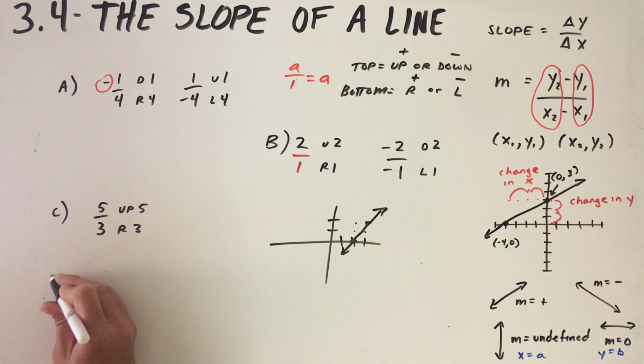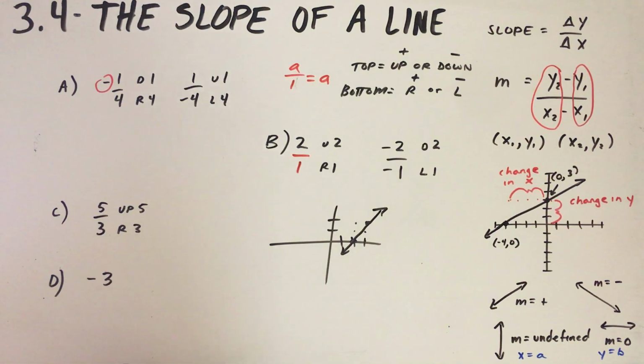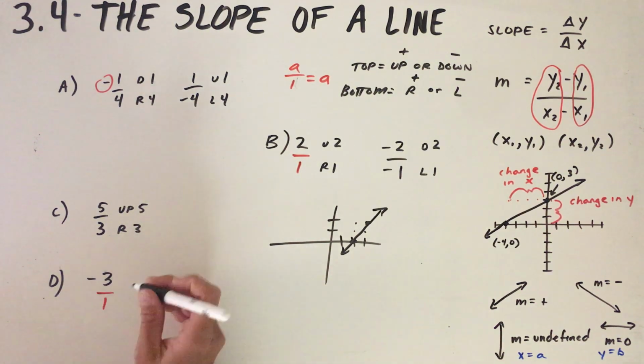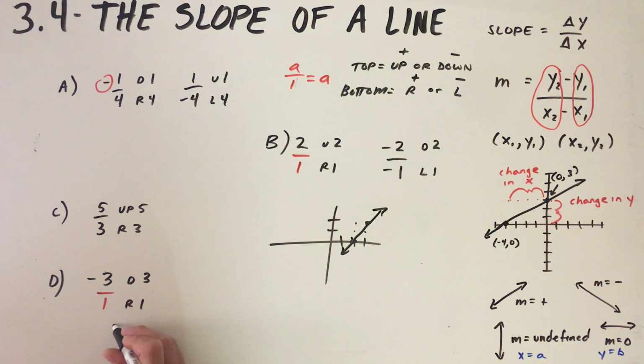Okay, and D, I don't know what I did a second ago, but I think I did -3. Okay, and again, this -3 is the same thing. Anything over 1 is itself. So to get a top and bottom, I'm just going to put it over 1. This negative says I'm going to go down 3 for every 1 that I go right. So whatever point I start out, I'm going to go down 1, 2, 3, and go right 1 to get to my next point.